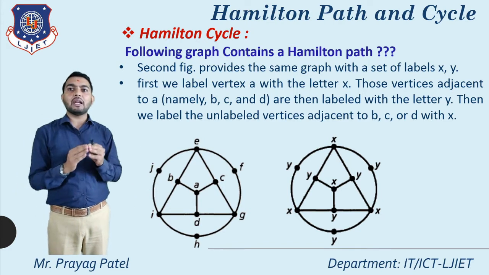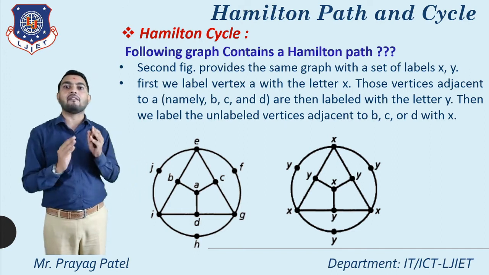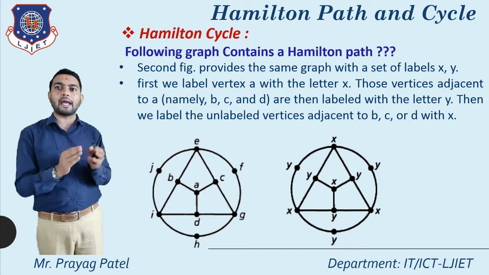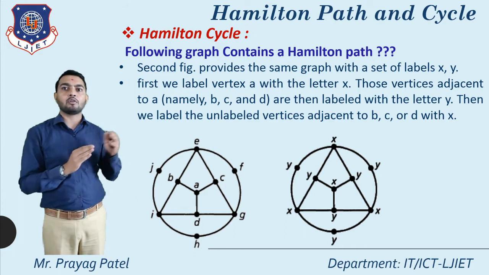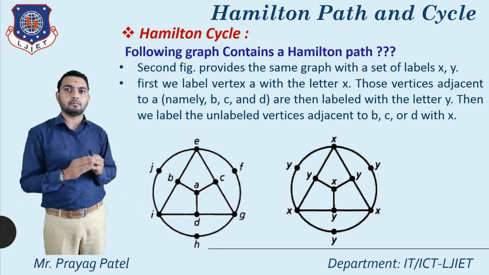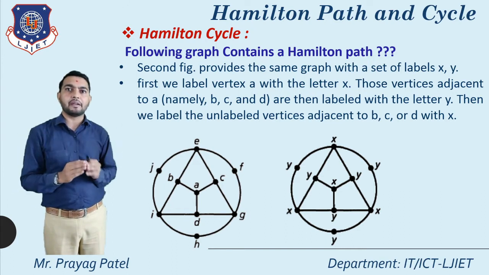So give B, C and D another variable name, y, because we gave the name of the variable for A equal to x. So the neighbors of A do not have the name x. We can say that the name of the adjacent vertices of A equals y. So here we label y for B, C and D.